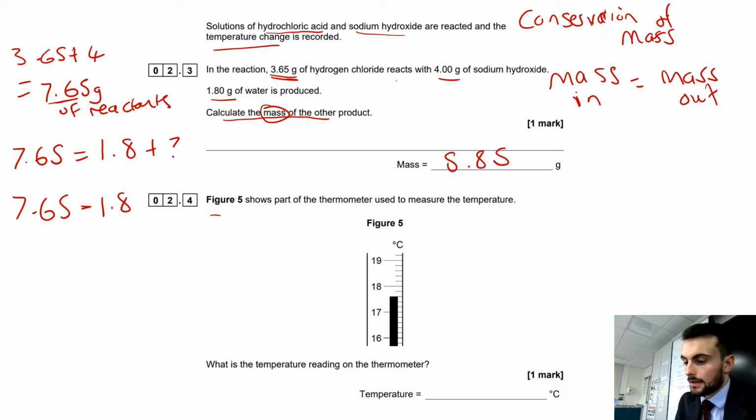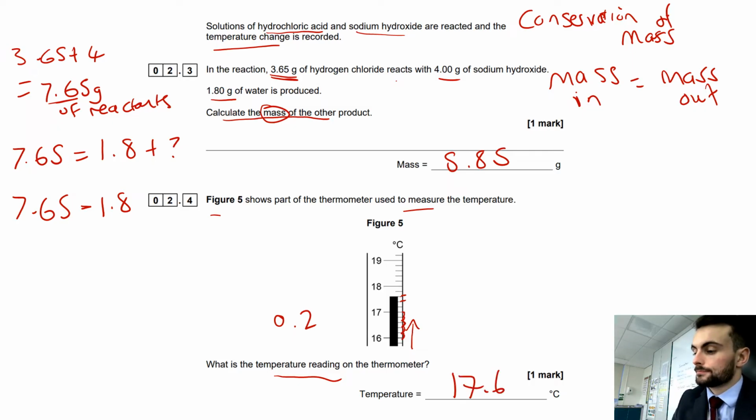For the next one, figure 5 shows part of a thermometer used to measure the temperature. What temperature reading is on the thermometer? So remember, we're reading from the bottom upwards. We need to figure out what each little jump is worth. So if we go from 16 to 17, we've got 1, 2, 3, 4, 5 jumps. So that means each little jump is worth 0.2. So then if we go from 17, we count it up. So we go 17, 17.2, 17.4, 17.6.